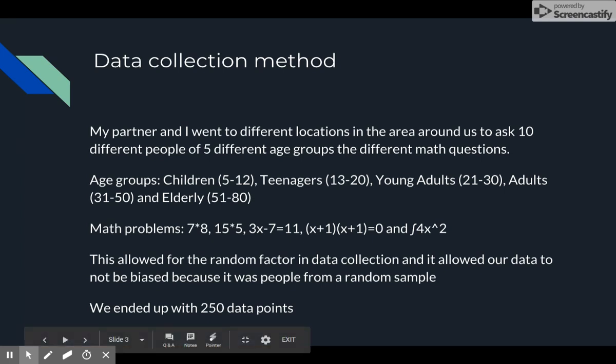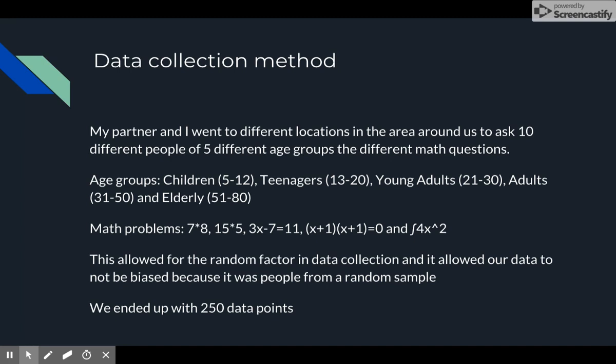Our data collection method was that my partner and I went to different locations such as school settings, hospitals, gyms, and business offices in the area to ask 10 different people of 5 different age groups the different math questions. The different age groups were children ages 5 to 12, teenagers ages 13 to 20, young adults 21 to 30, adults 31 to 50, and the elderly 51 to 80.